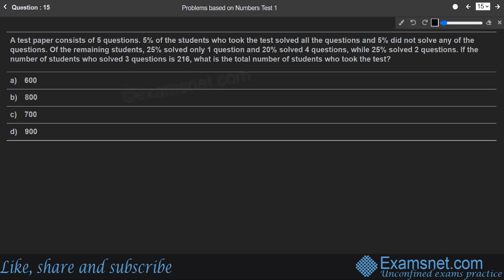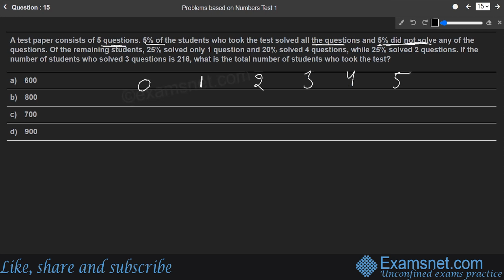Now, a test paper consists of 5 questions. 5% of the students who took the test solved all the questions. Okay, 5% did not solve any question. There are multiple ways we can find out. Zero questions attempted, one question attempted, two questions attempted, three attempted, four attempted, and five attempted. We can break down the paper in this fashion.